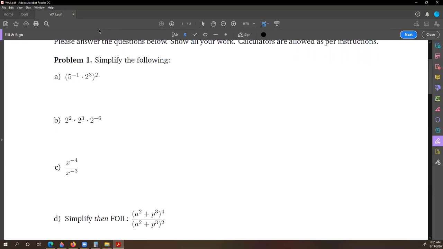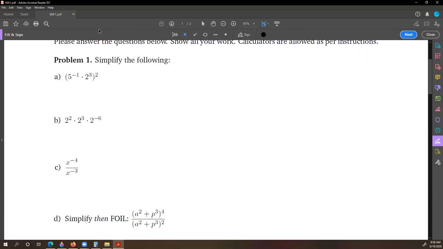Now, for part D, you have a squared plus p cubed to the 4th power divided by that thing to the 2nd power. Do the subtraction rule, and what you end up with. So you have to subtract the two. Leave the chunks. Just think of it as chunk to the 4th divided by chunk to the 2nd. And what you end up with is chunk to the what power? The 2nd, because the 2nd is on the bottom. Yep. So it's going to be chunk to the 2nd power.